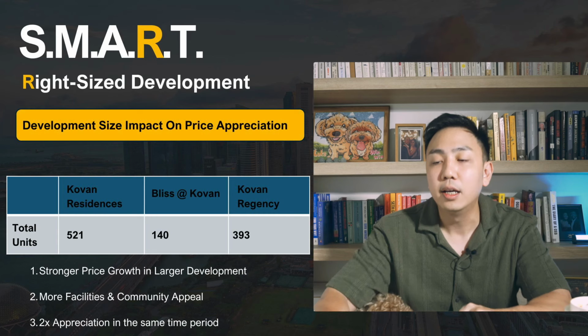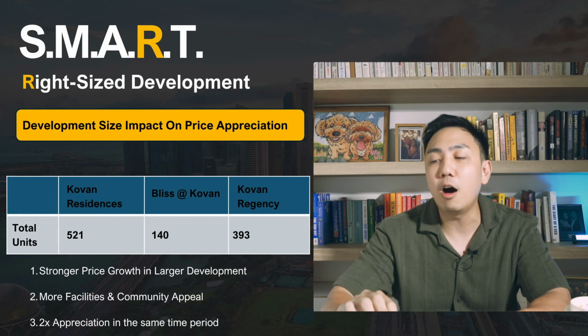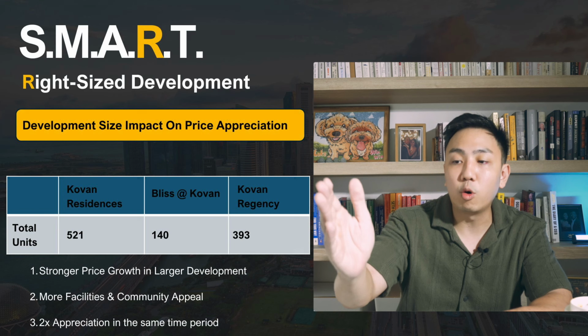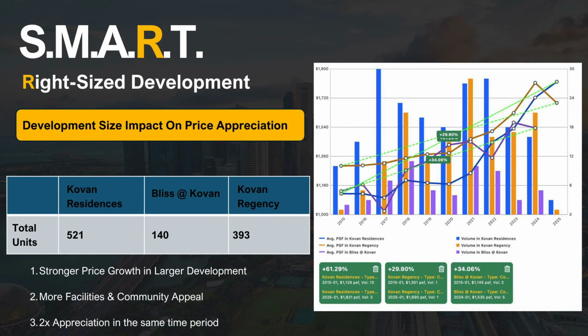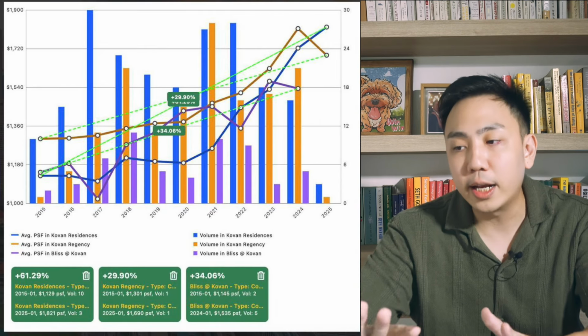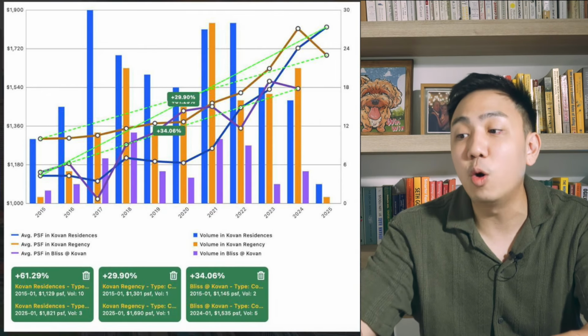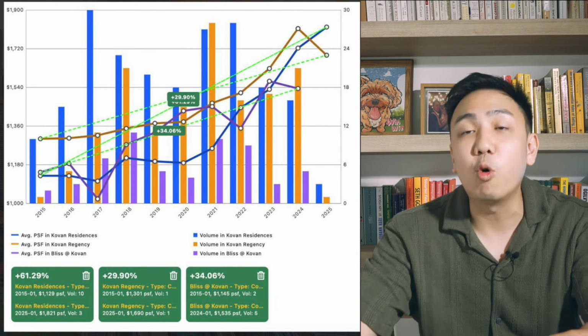So if you were to look at these 3 projects which I compare, they are all near the stars of Kovan. So we have Kovan Residences, Bliss at Kovan, and Kovan Regency. Look at the price growth for each individual project. They still make money, but they do not make as much as Kovan Residences because they do not have enough transactions to support the growing prices. The price that Kovan Residences makes is almost 2 times of what Bliss at Kovan and Kovan Regency make.